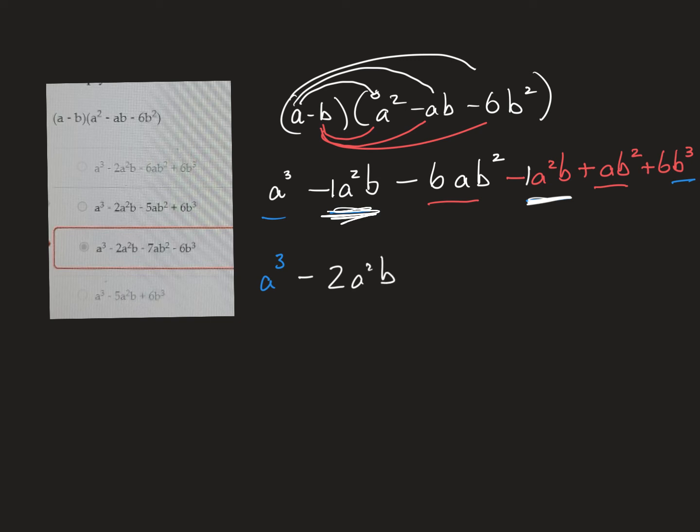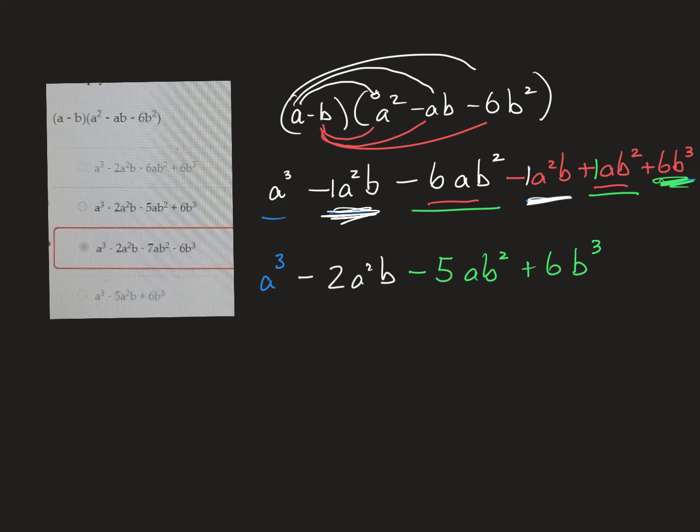And then here's an ab squared. There's an ab squared. So I have minus 6 and then plus 1. So I'm down 6, I gain 1, so I'd still be down 5 ab squareds. And then finally, I've got this 6b cubed. So plus 6b cubed.